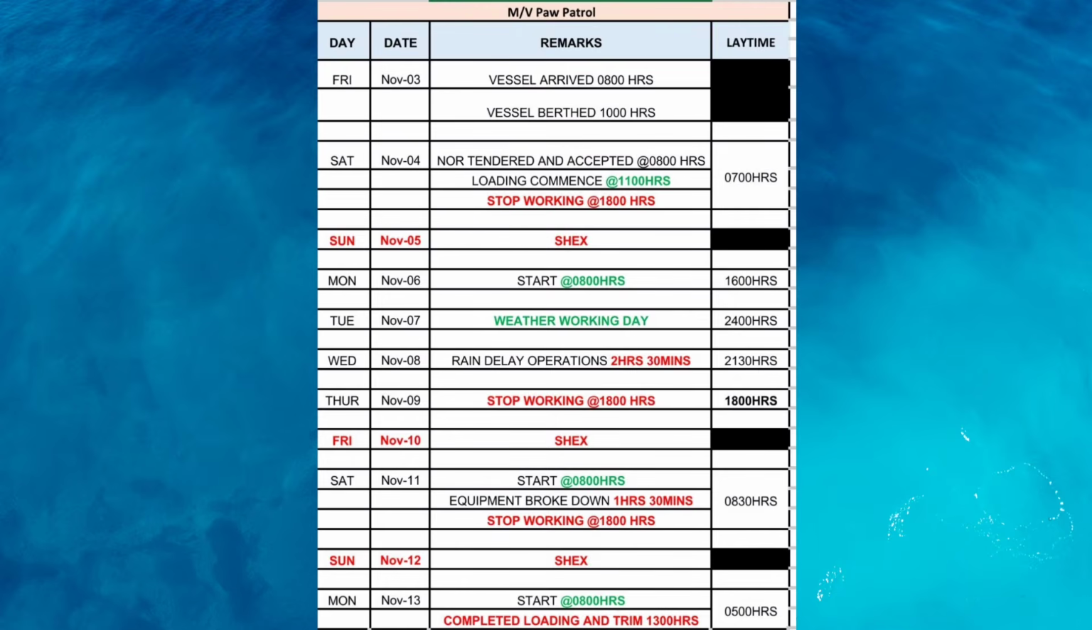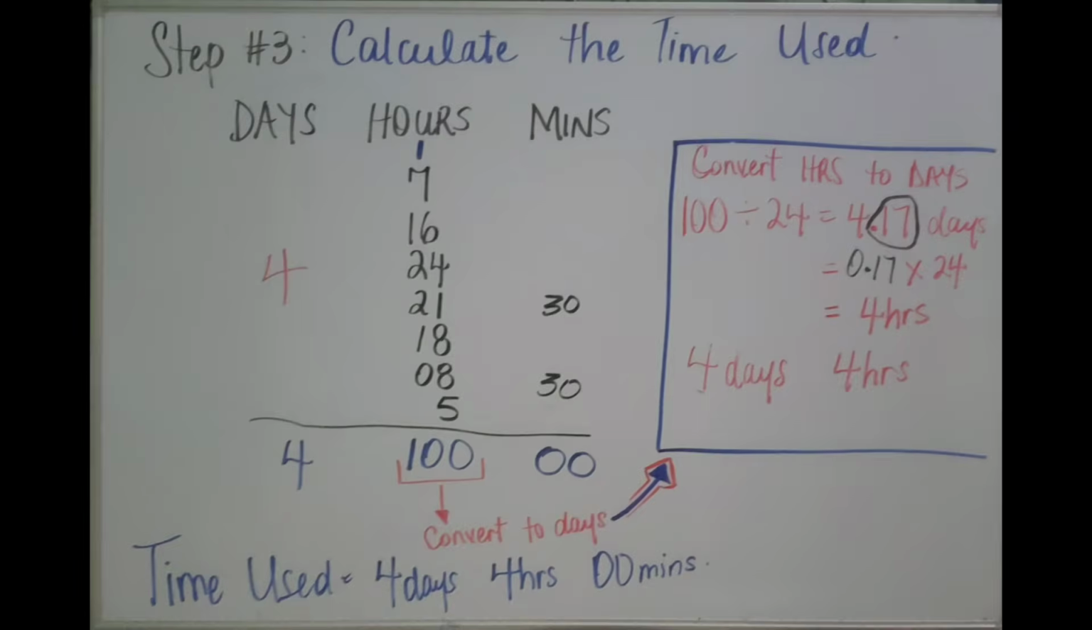So it's the day after a holiday and we started at 8. So we're going to subtract the 800 hours from the 1300 hours, and that's the amount of time we used for Laytime for Monday, November 13.